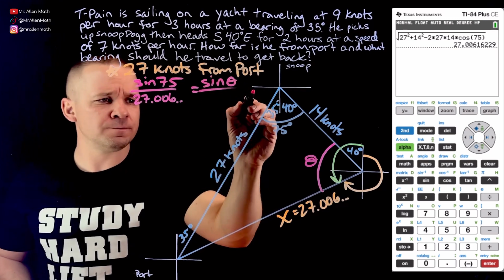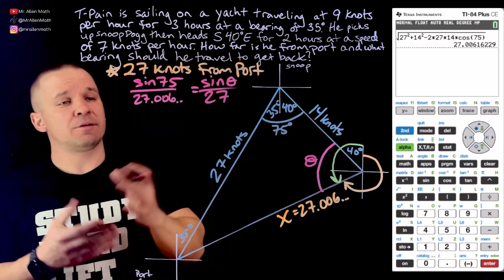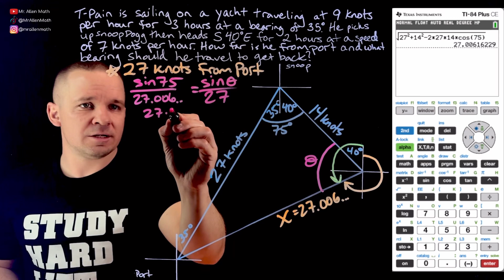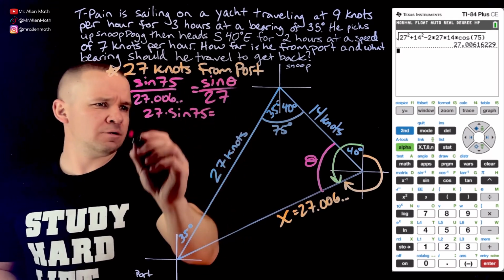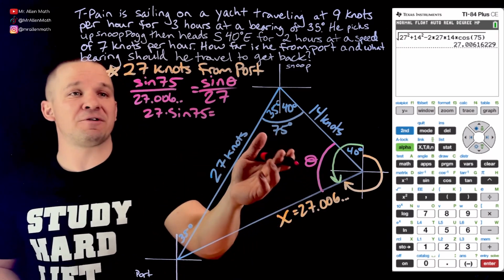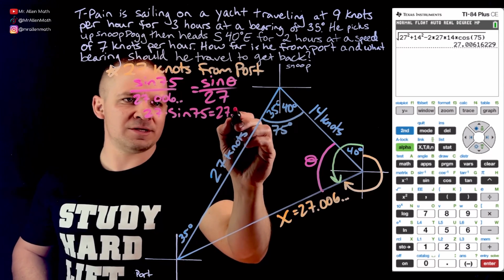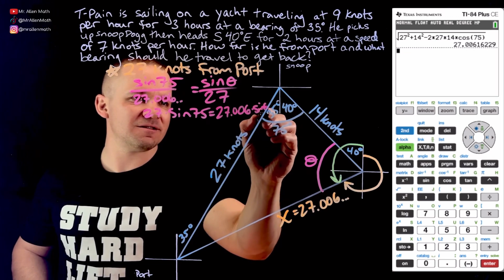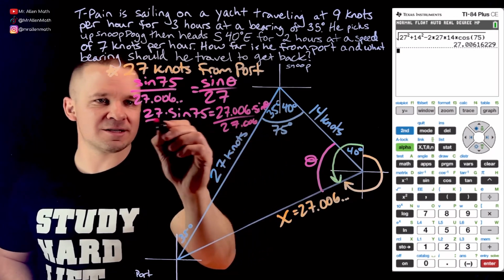Sine of theta over 27 was our given side length. And now we can cross multiply and solve. We got 27 times the sine of 75 equals that 27.00. This is really, really close. This is probably going to be right about 75 degrees. 27.006 times sine of theta. And then we'll divide by that 27.006.